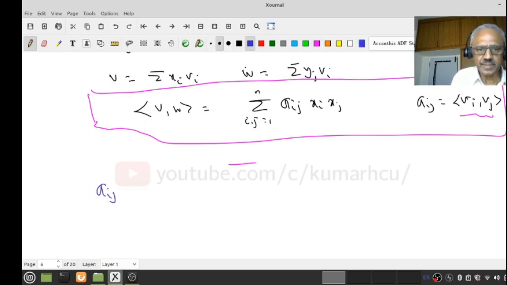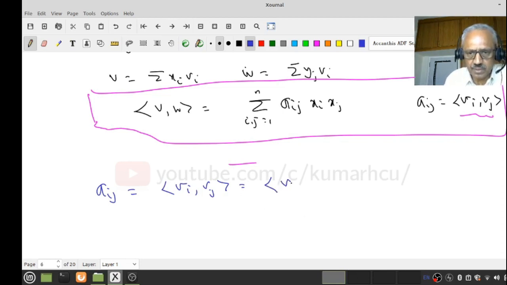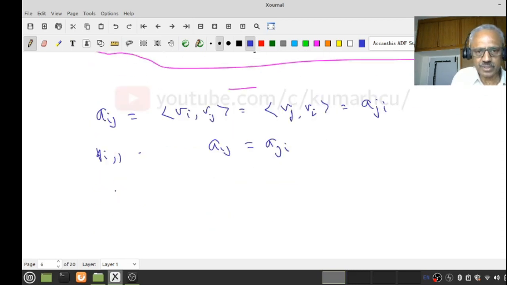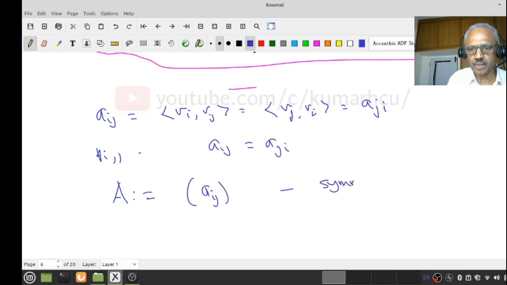What is aij? Aij is the inner product of vi with vj. But what do I know? Remember, we are in a real inner product space. What is the inner product of vi with vj? It is the same as the inner product of vj with vi. But then what is this? This is aji. Therefore, what is the conclusion? So for all i and j, aij equals aji. If j equals i, there is nothing to show. In particular, if I form the matrix A, whose ijth entry is aij, then this is a symmetric matrix.